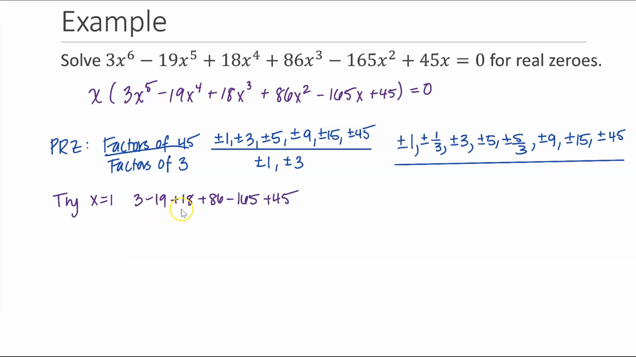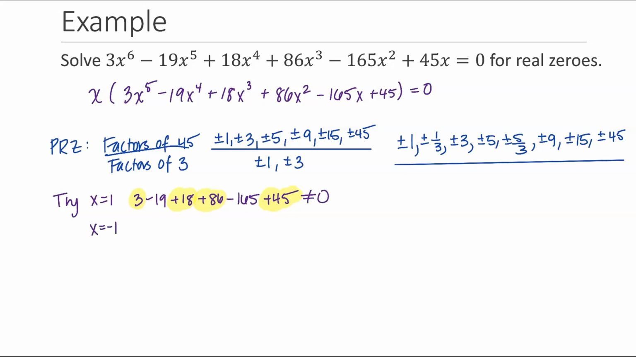And remember that I don't have to actually find the specific value. I just have to decide whether or not this is 0. So one of the things I like to do is just look at all the positive numbers, so 3, 18, 86, and 45, and think about whether or not those are going to end up canceling out the negative values that are here. Sometimes it's more obvious than others. So we can think 3 and 18 is 21, and 86 is 107, and 45 is going to give me 152, which isn't going to cancel out negative 19 and negative 165. So this is not 0.